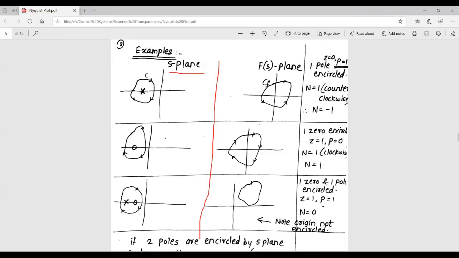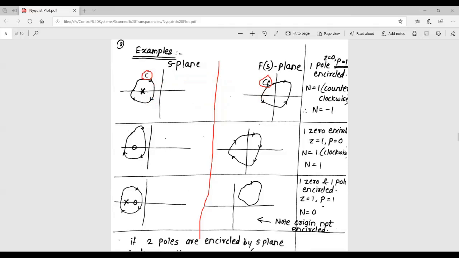And here we need to pay attention to the directions also. Directions are given with the help of arrows, right? So the first example, C is the contour in S-plane, CF is the contour in F of S-plane. And CF is calculated by using the mapping, that point-wise each point is mapped to another point in F of S-plane, and then the contour is formed. So I think that is clear with everyone. We need not discuss that again.